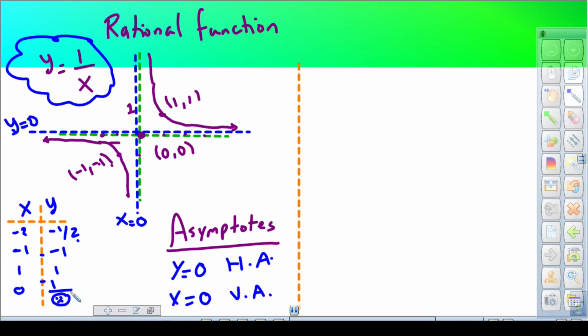Really sad face. It's an undefined value. And that's why you have this asymptote here. At 0, you have undefined. And if you put 0 for y, I'm going to do that at the bottom.